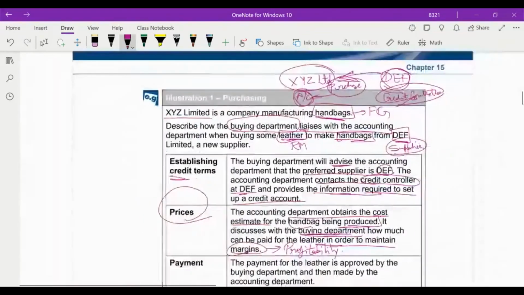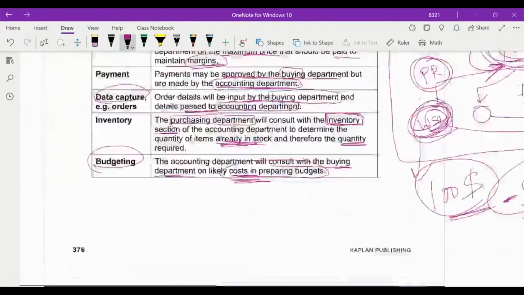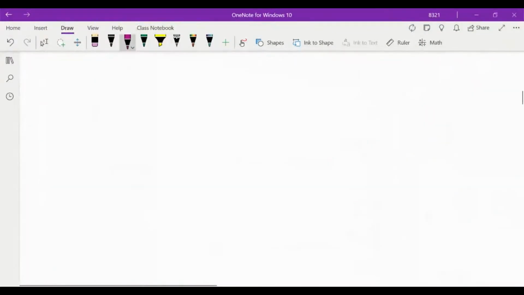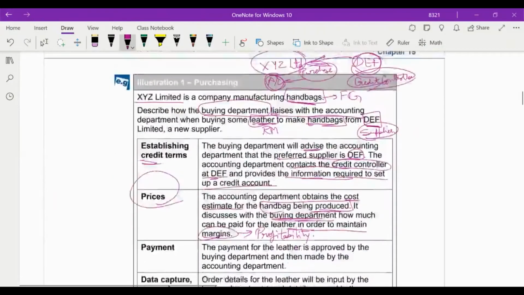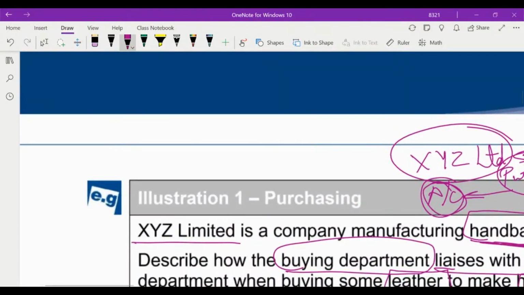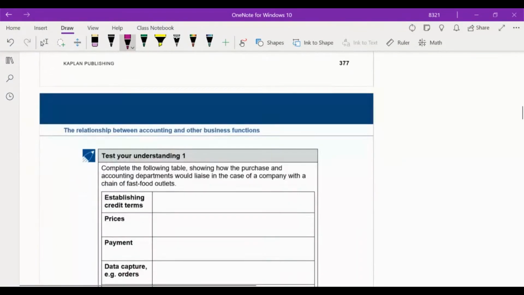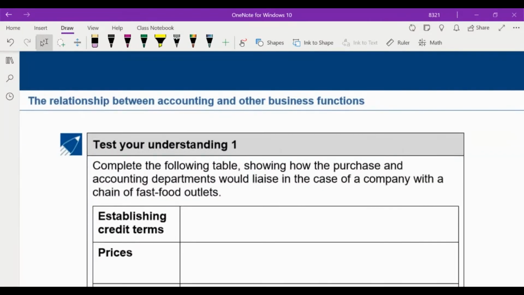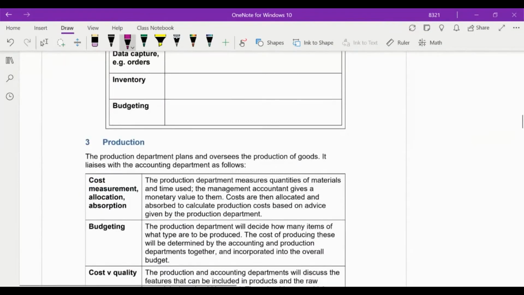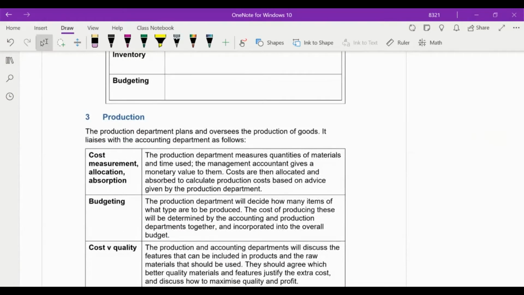So the same story is repeating in this illustration, which we have discussed here. I guess you'll be able to do the rest of the part of this illustration. So this is an assignment. Also, there's another TYU. Yes, TYU1. Same, it is for the same. Purchase and accounts department, relationship between purchase and accounts department. This is also your assignment. I hope this much is understood.